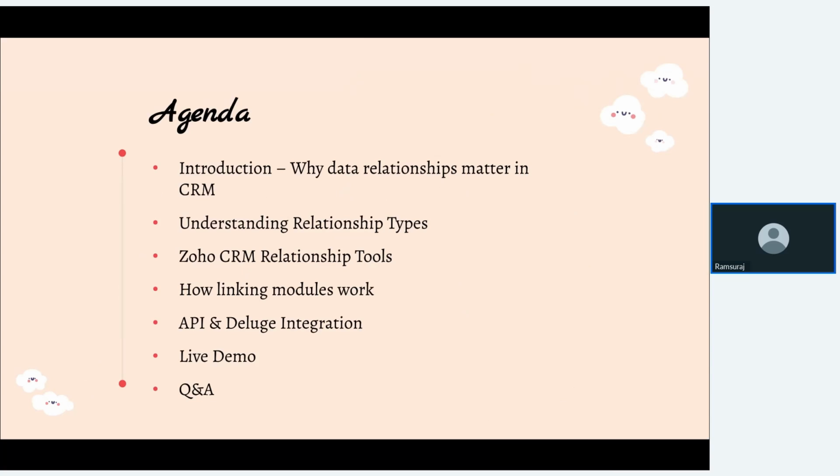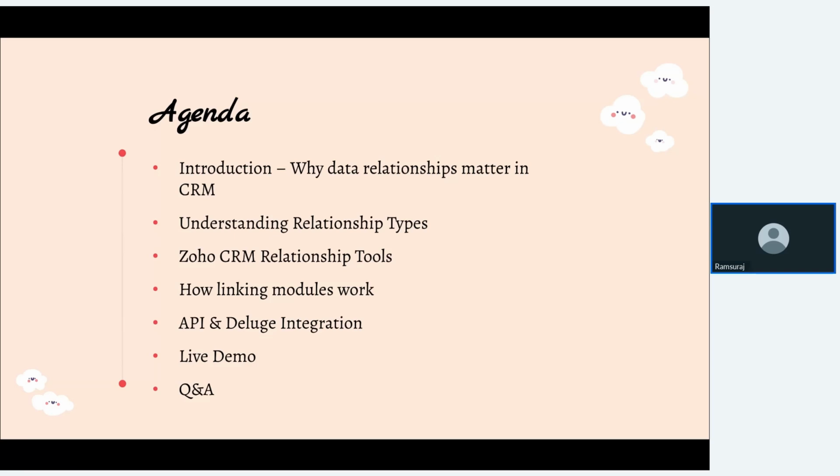We'll be talking more about Zoho CRM, and we'll understand the different types of relationships: one-to-one, one-to-many, and many-to-many. That involves creating relationships between different modules in Zoho CRM, and performing some automations or tasks related to that. After that, we'll go through Zoho CRM's relationship tools.